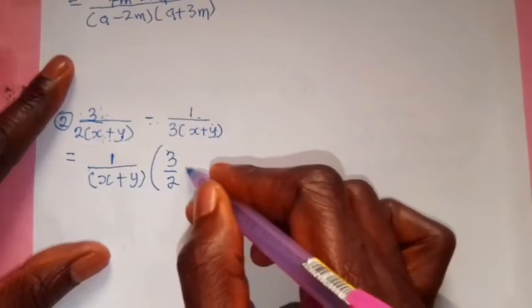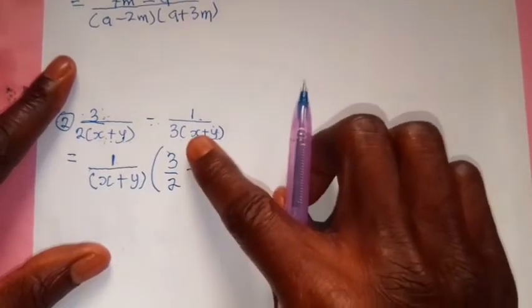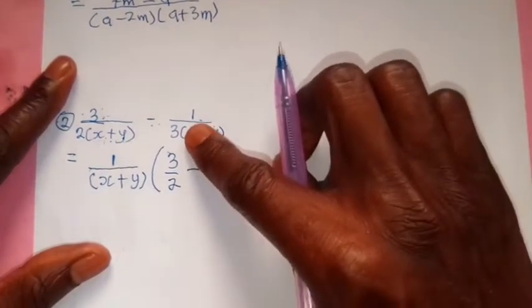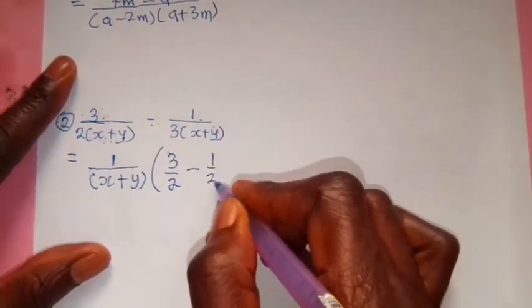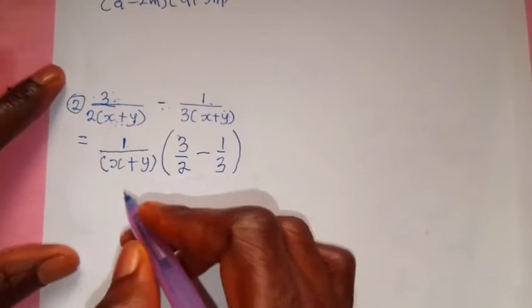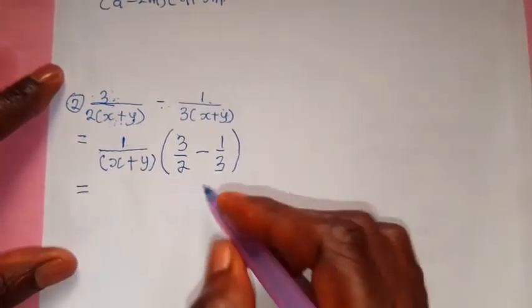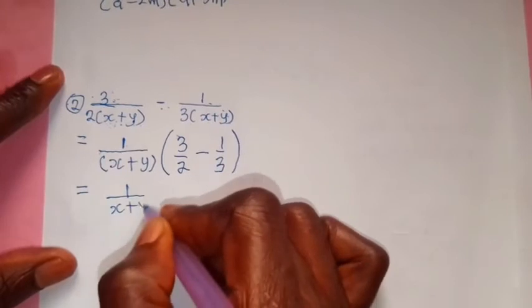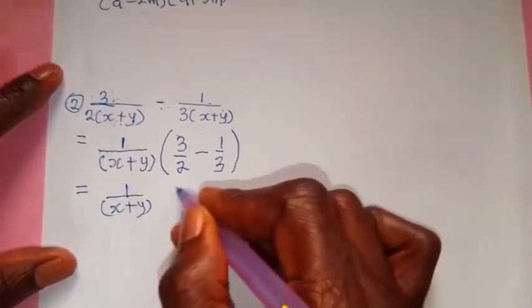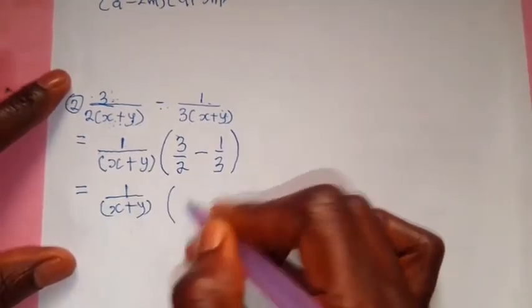Then this is minus. We'll do the same thing here. We have pulled out your x plus y, so we'll be left with 1 upon 3. So we have 1 upon 3. What we are going to do next is, we are still going to write out our 1 upon x plus y, and this is multiplying into what?